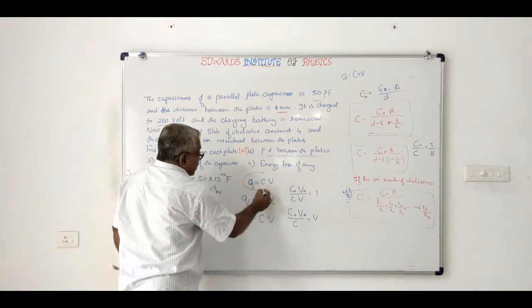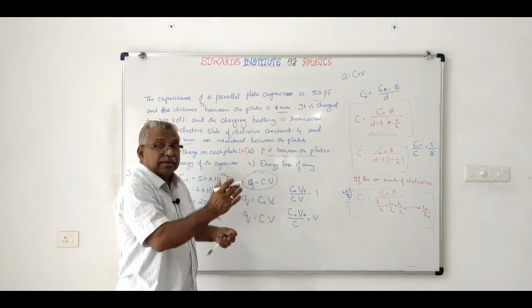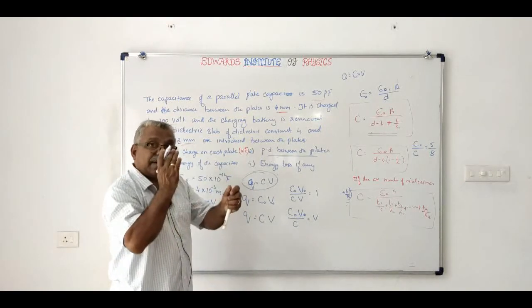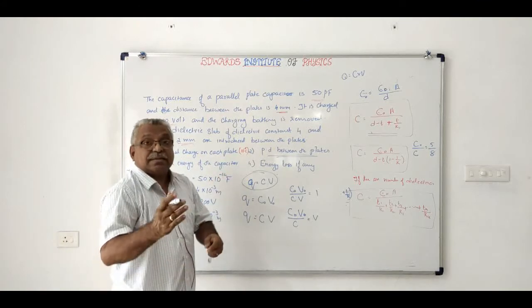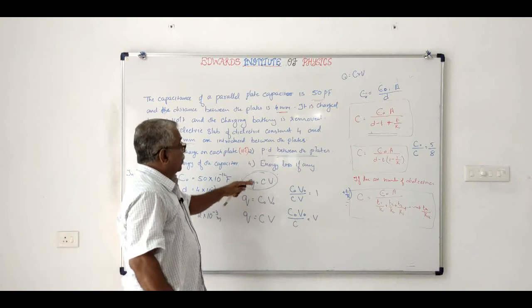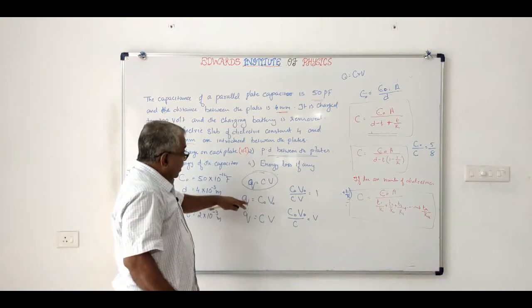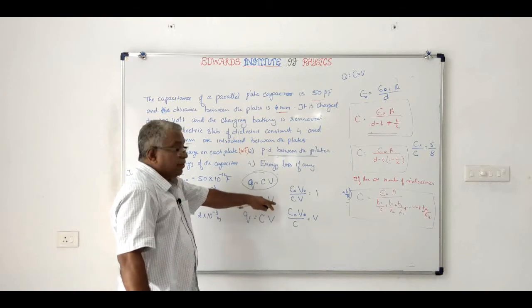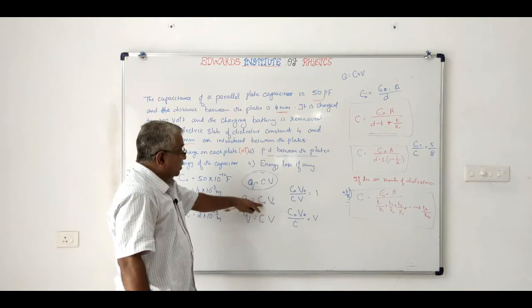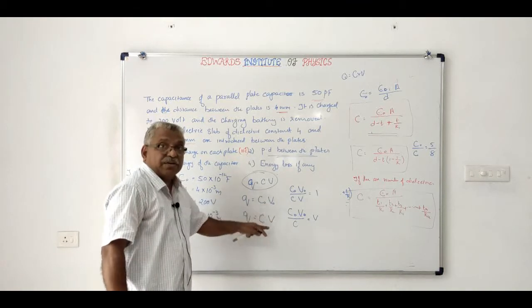The charge is constant here. In both cases, before introducing the dielectric and after introducing the dielectric, the charge inside the capacitor is the same. That is given by Q, which we know is 10 raised to minus 8. So we have the formula Q is equal to C into V. Initially it was C0 into V0. Now it has become C into V. We have to find V.